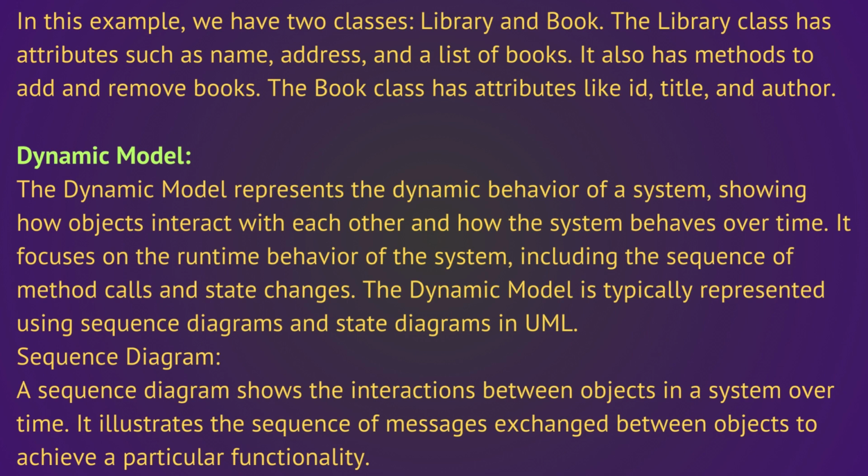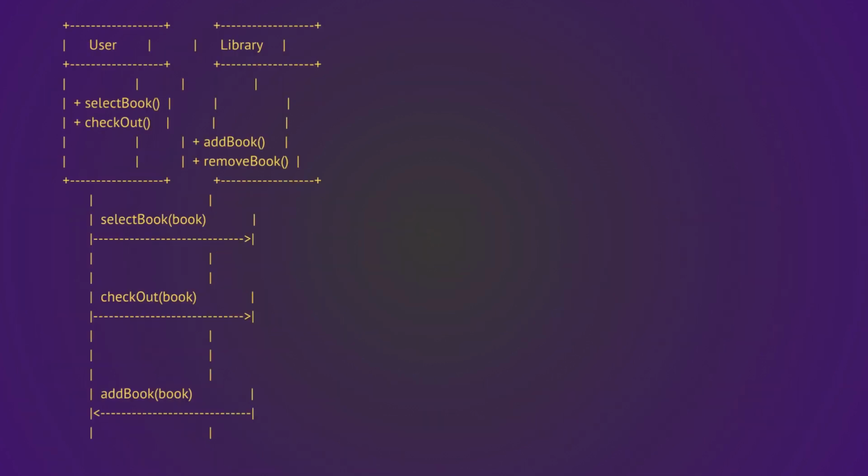Sequence diagram. A sequence diagram shows the interactions between objects in a system over time. It illustrates the sequence of messages exchanged between objects to achieve a particular functionality. Here's an example of a sequence diagram for the process of checking out a book from a library.